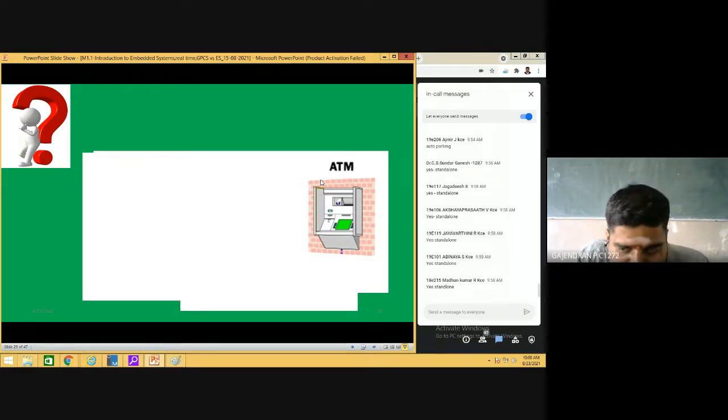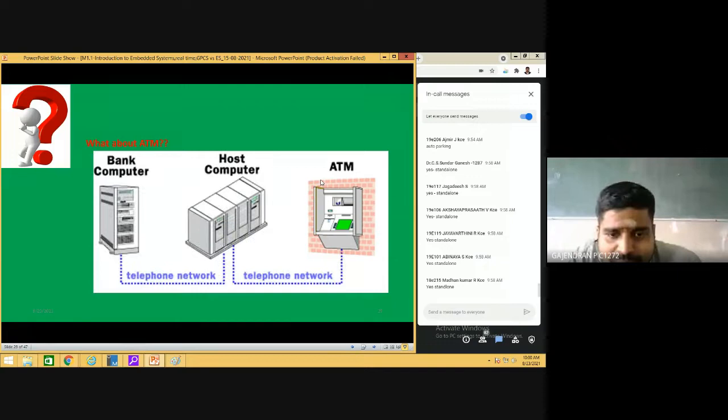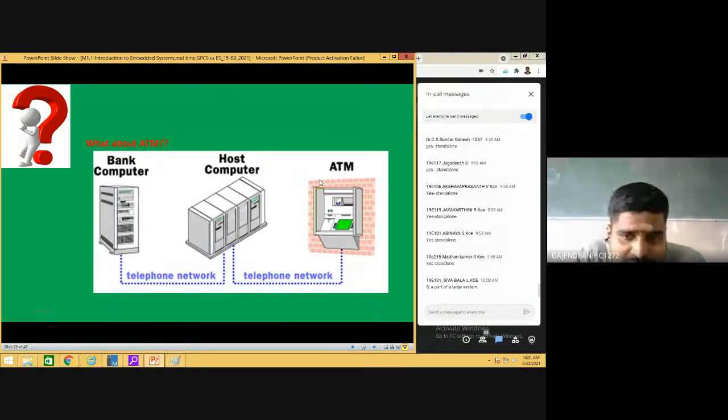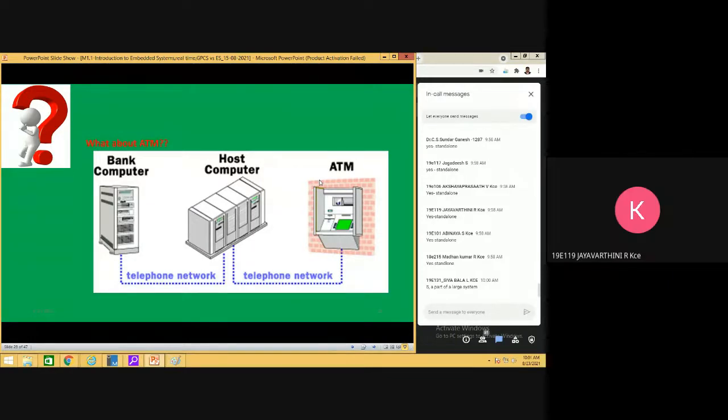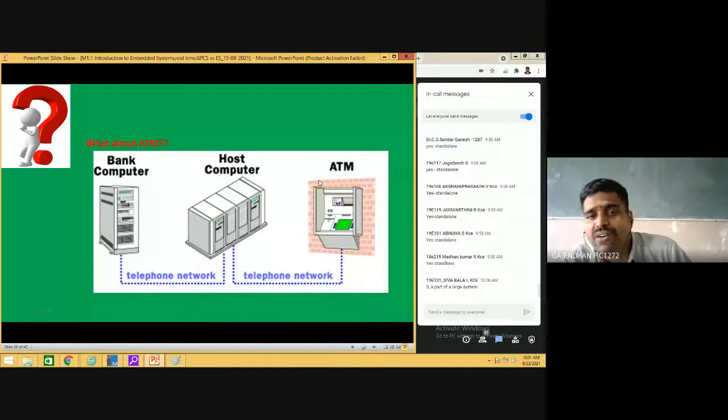Standalone or part of it? Standalone. Please wait. Let me show a few more components associated with it and you tell me. Is it a standalone system, Jayavardhani? No, sir, it is a part of a large system. In which way? Please conclude today's class. If you say a detailed answer, that is the conclusion.